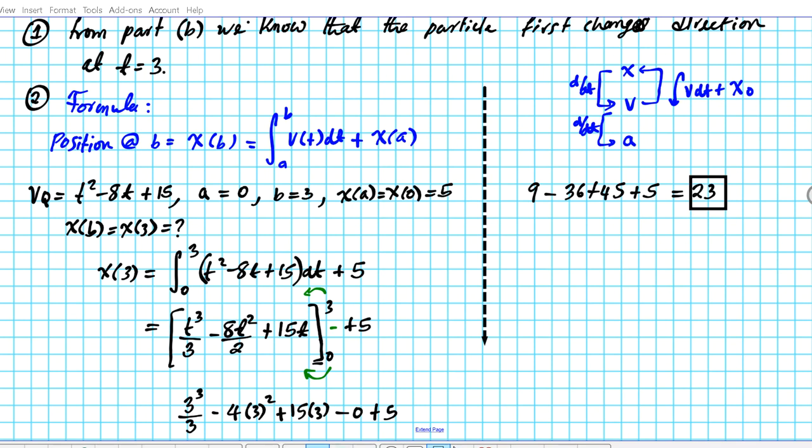Okay, so this particular problem was a 3-pointer. You get your first point by finding the antiderivative, which is this piece right here. So you get 1 point. You get another point by using the initial condition, x of 0 is 5. This piece I told you not to forget. And then you get another point by getting the correct final answer, which is 23. So for a total of 3 points.